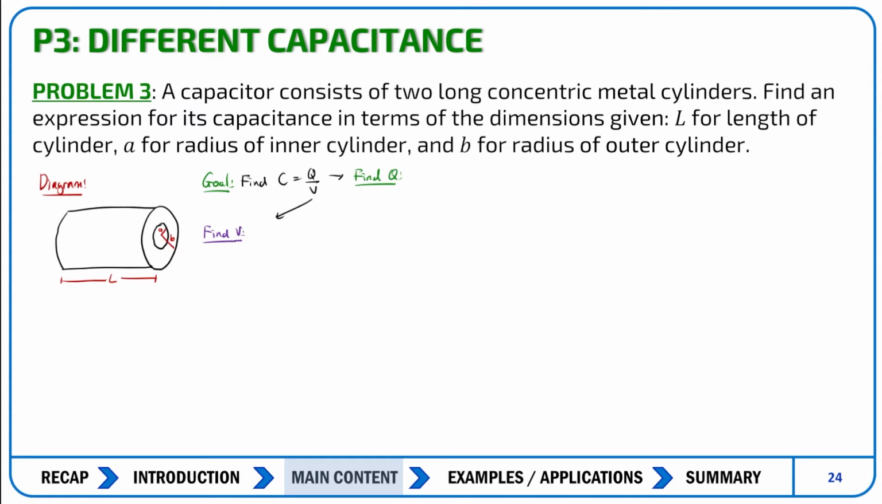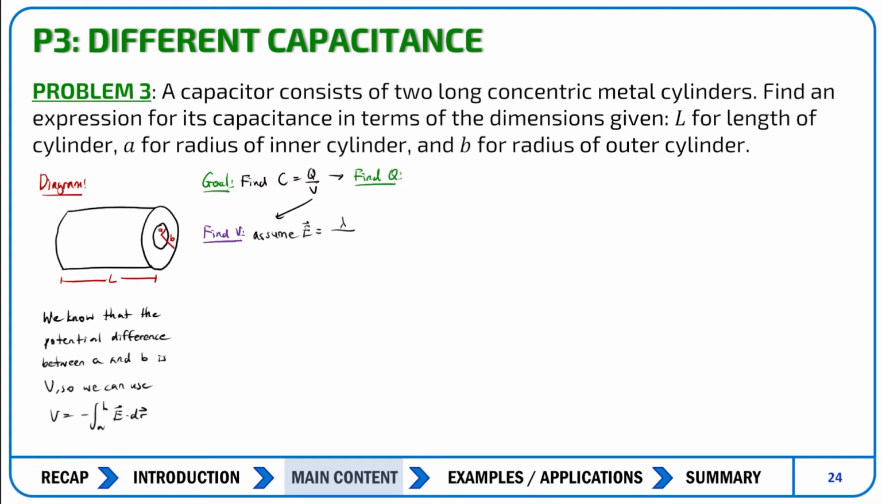For V, we know that the potential difference between A and B is V. So that means we can use V equals negative integral from A to B of E dotted with dr. The other thing we know is that this thing exhibits line symmetry, and we already know that E is equal to lambda over 2 pi epsilon naught r, in the r hat direction.